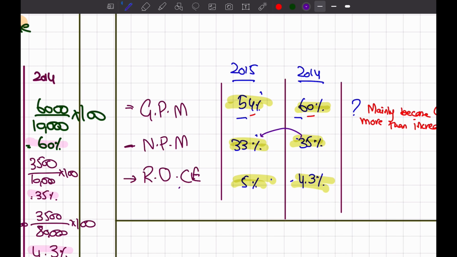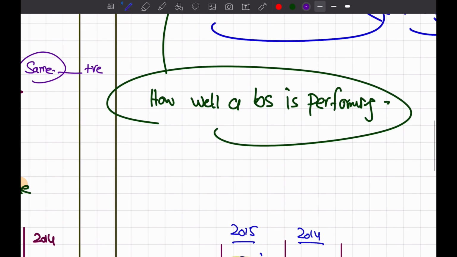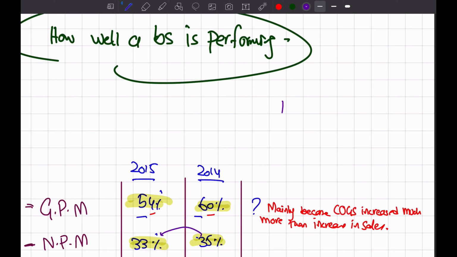If I calculate return on capital employed, that was 4.3% last year, and this is 5%. What is basically ROCE? Return on capital employed. This is return. Return is what? Return is profit.